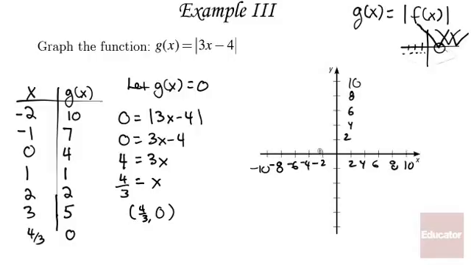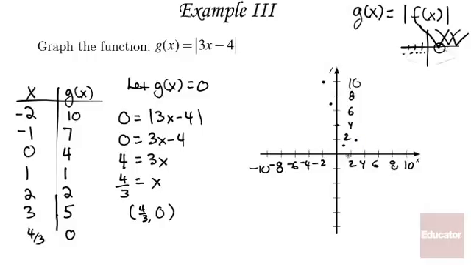When x is -2, g of x is 10. When x is -1, g of x is 7. Hits right about there. When x is 0, g of x is 4. When x is 1, g of x is 1. When x is 2, g of x is 2.